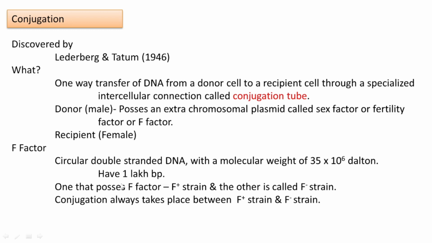And the cell that possesses the F factor is called the F plus strain, and the one that lacks the F factor is called the F minus strain. And conjugation always takes place between an F plus strain and an F minus strain. Next, we are going to see that process. This is a bacterial cell. This bacterial cell possesses the double-stranded bacterial chromosome. Along with that, an additional extrachromosomal DNA called the F factor.